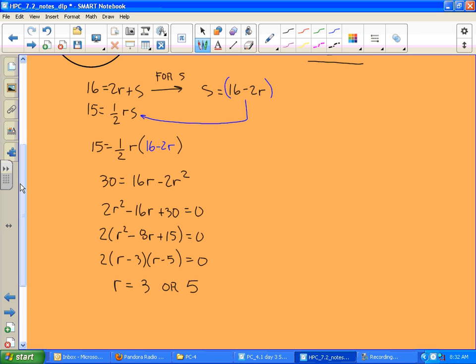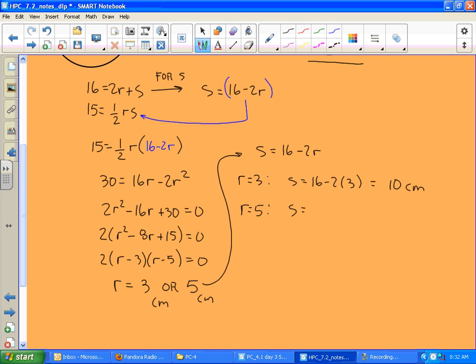in to find S. And probably it would make sense to plug into this equation, 16 minus 2R, the one that we rewrote. So for R that's equal to 3, we would have that S is equal to 16 minus 2 times 3, or 16 minus 6, which is 10 centimeters. By the way, these radii would also be centimeters. Don't forget the units.